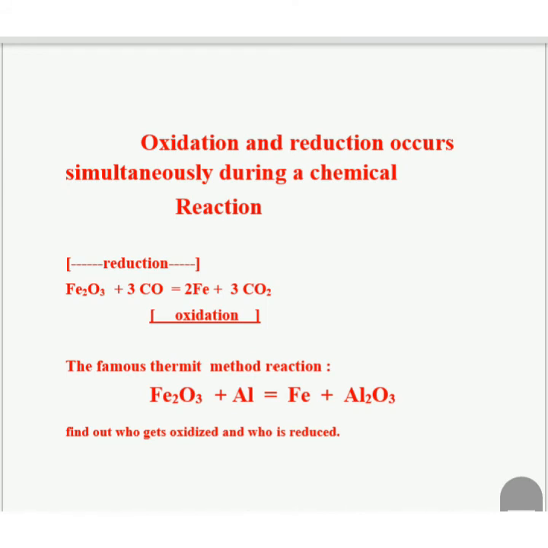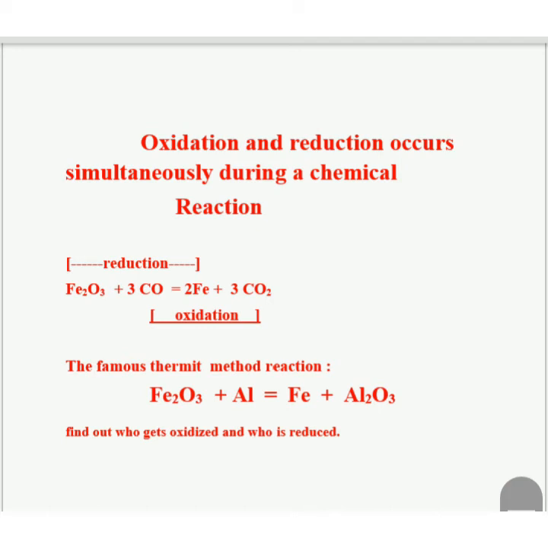Oxidation and reduction occur simultaneously during a chemical reaction. You can see from the first example of ferric oxide and carbon monoxide. While reacting, they form metallic iron and carbon dioxide. In this case, ferric oxide is reduced and carbon monoxide is oxidized to carbon dioxide.